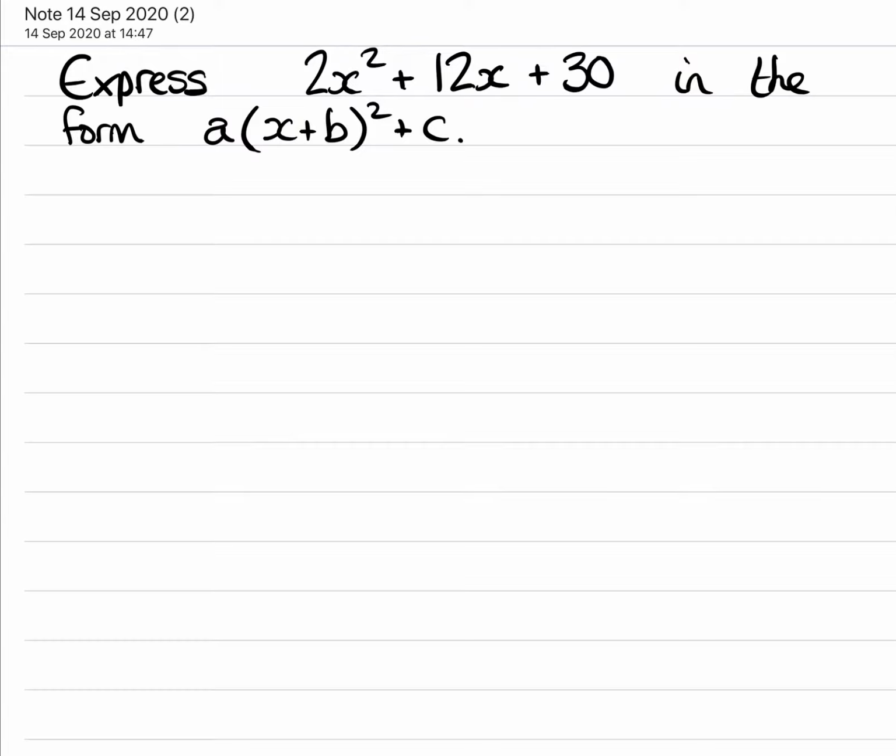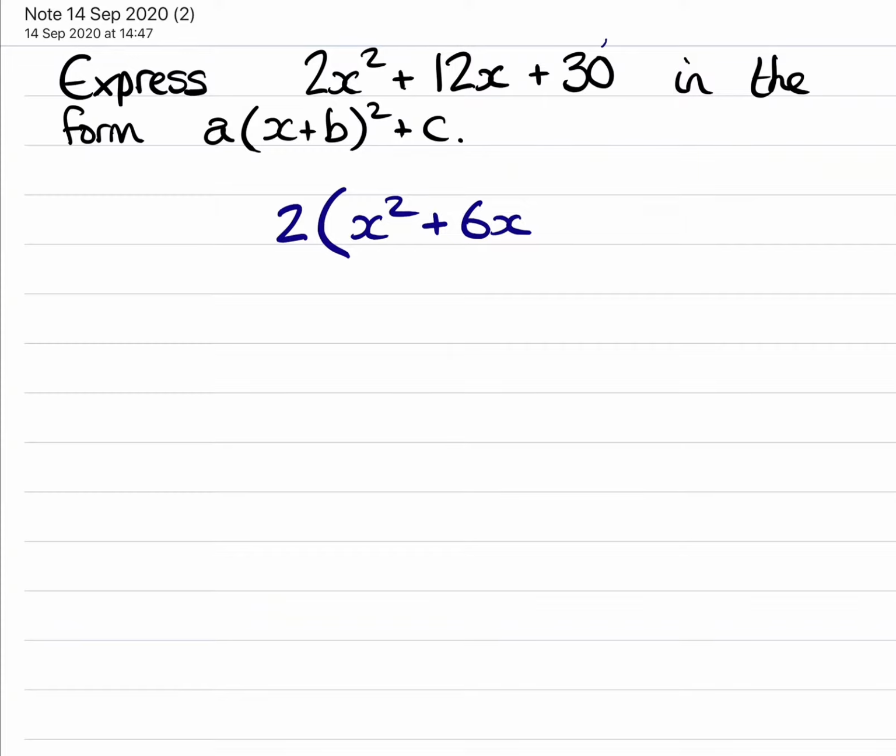We can't just divide everything by 2 because this thing is an expression. So we have to remove 2 as a factor, or in other words, take it out as a factor. So removing 2, that will leave us with x squared. What we also need to do is take a factor of 2 out of 12x, which will then leave us with 6x by taking that 2 out.